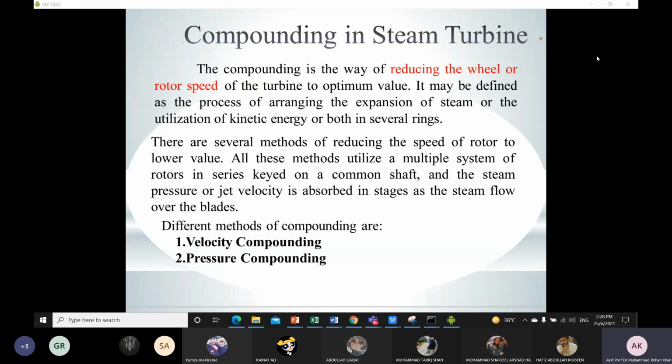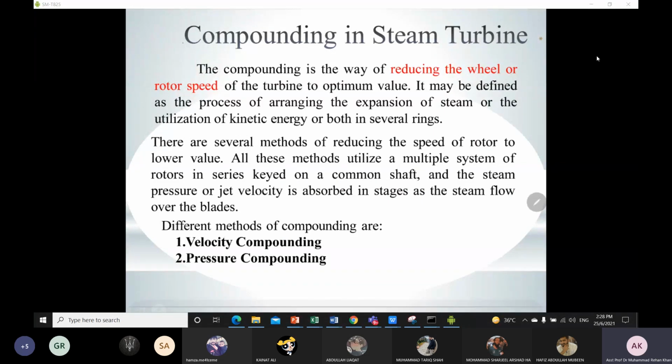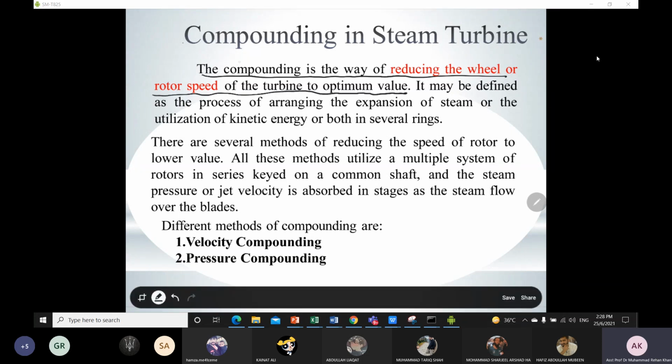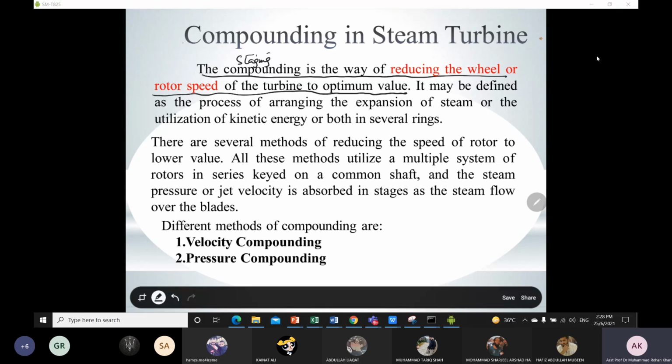So in order to control the speed, we use a term that is compounding. If we take a look at the specific definition, compounding is the way of reducing the wheel or rotor speed of the turbine to an optimum value. Sometimes this term is also called staging. Staging or compounding, the meaning of the term is the same.